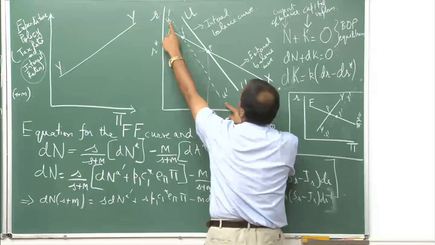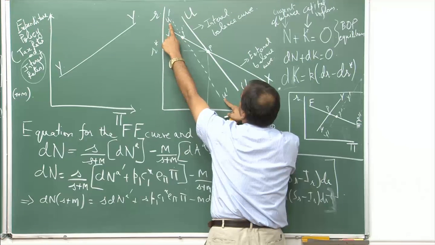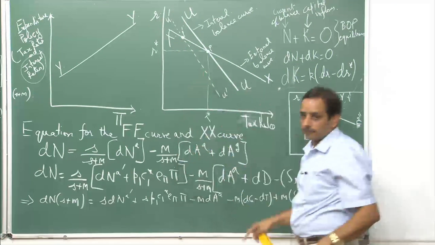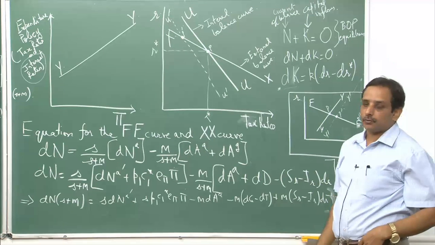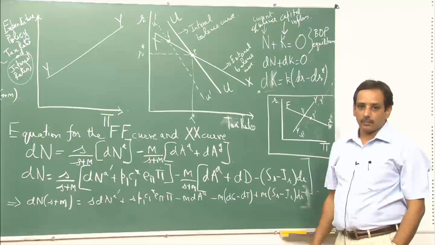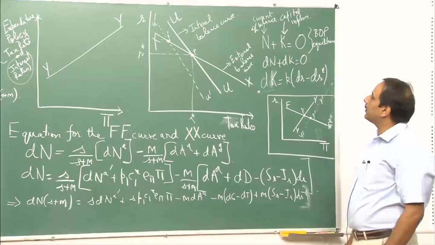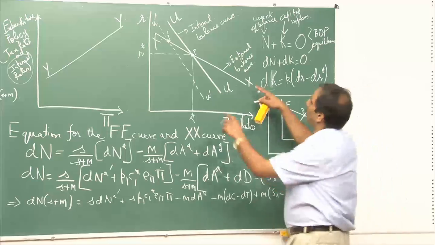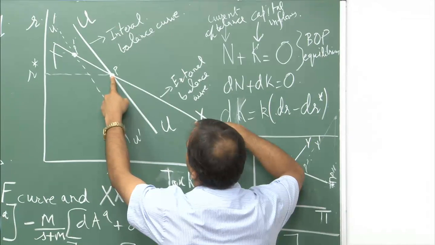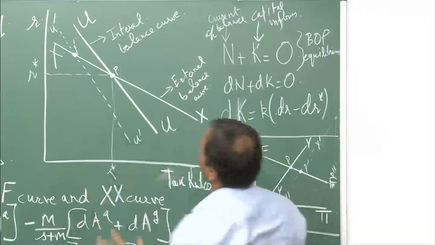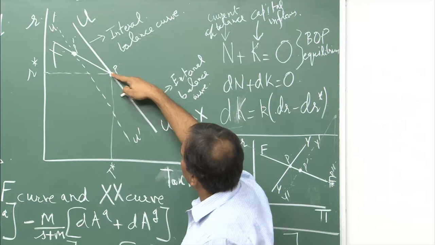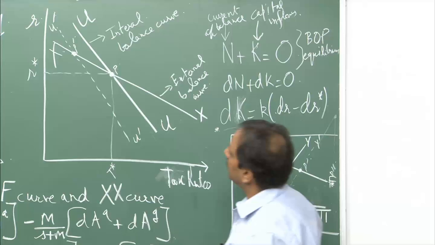So, you have this new internal balance curve U dash U dash, and you are now in a situation where the economy is above the U dash curve. A point which is above the U dash curve depicts that you have unemployment in the economy. It is a point on the XX curve. So, there is no problem of the balance of payment. You are on the XX curve, so there is a balance of payment equilibrium. But because there is an increase in labor force, you are in a position where the economy faces unemployment.